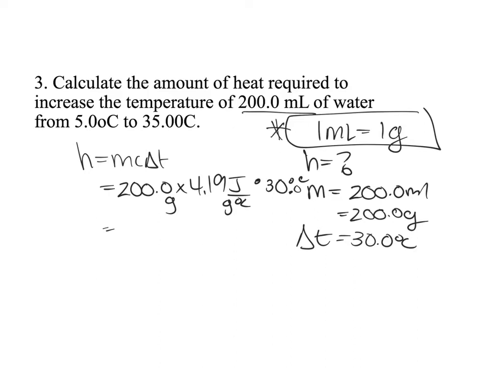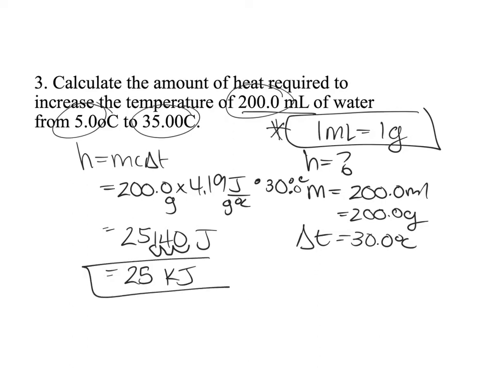Okay, so now we have 200 times 4.19 times 30. So we get this number. Okay, this is in joules. This number has 4 sig figs, this one has 4, this one has 2, so my answer should only have 2. So I'm going to change it to kilojoules by moving it 1, 2, 3 spaces. So that means 25 kilojoules is my answer.